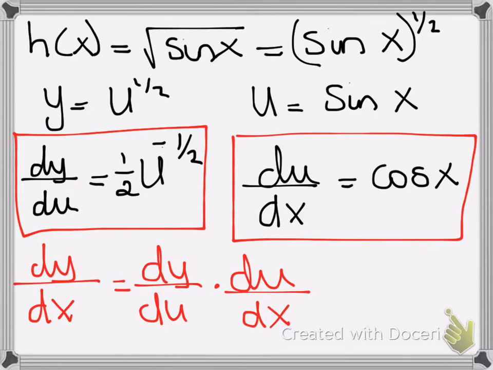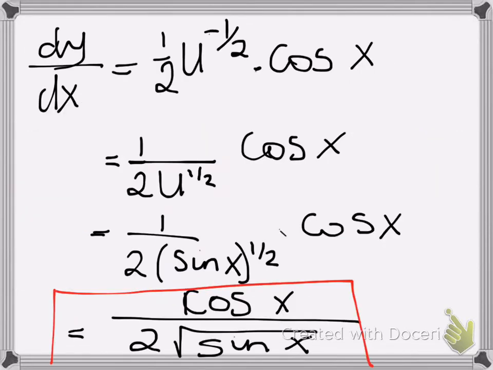And du/dx, the derivative of a sine function, is cos function. Okay, then substitute your dy/du and your du/dx into your chain rule. So dy/dx is equal to dy/du multiplied by du/dx. And you'll get out the first line up here. So a half times u to the power of minus a half by cos x. Next, just employ your rules of indices.